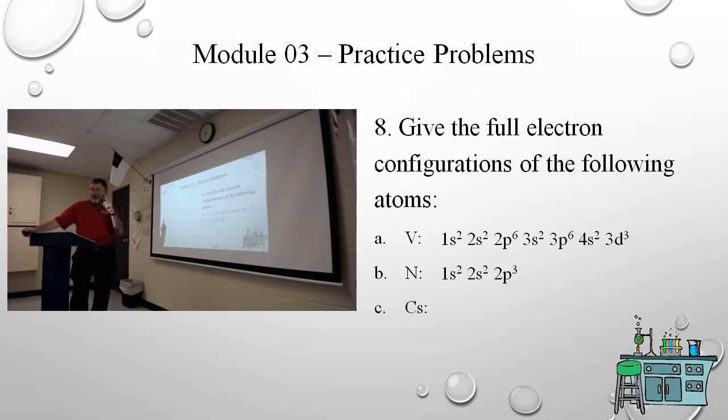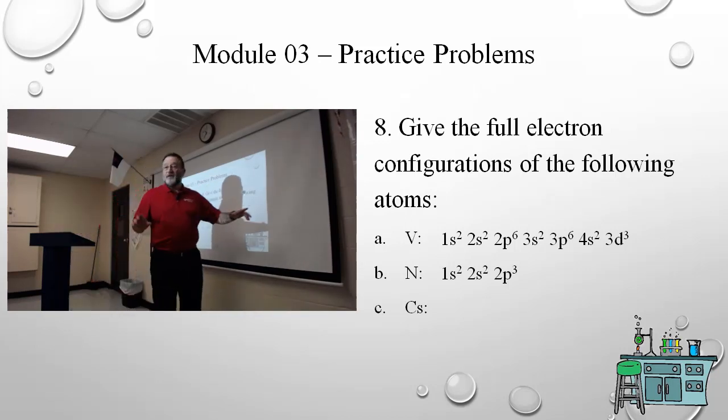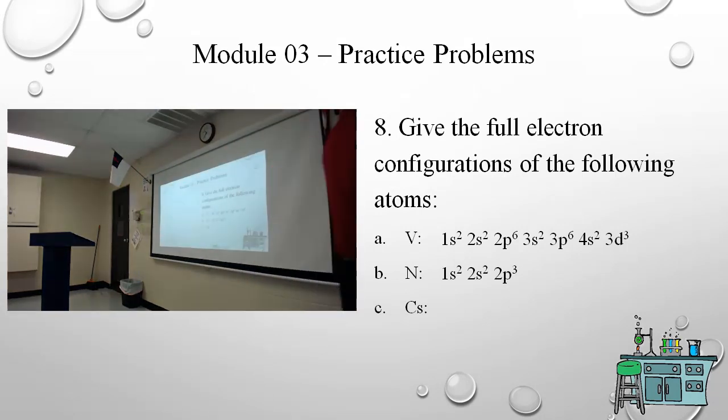2p or not 2p? That is the question, right? Over here, 2p3. 1s2, 2s2, 2p3. It's going to be like the whole slide. Cesium, 55. So you're just going to keep going till we get to 55.